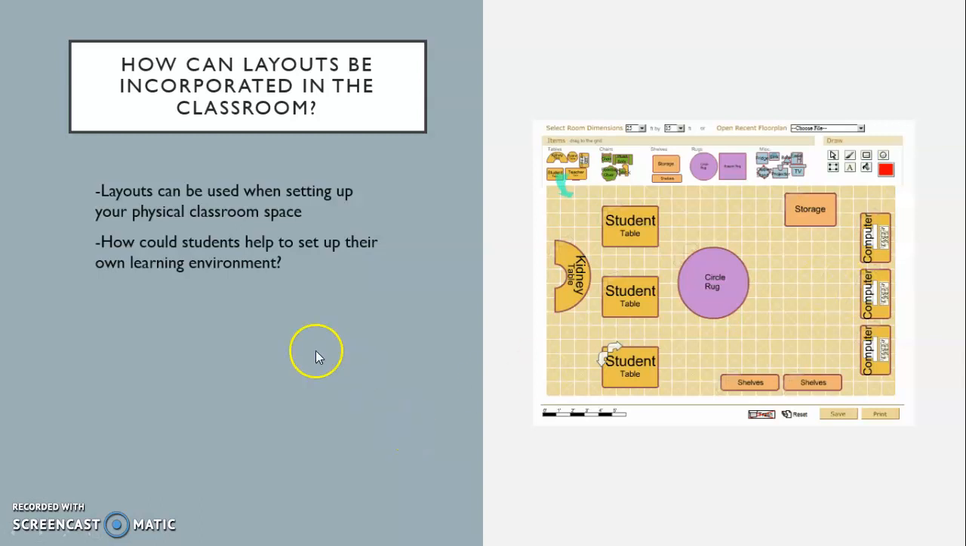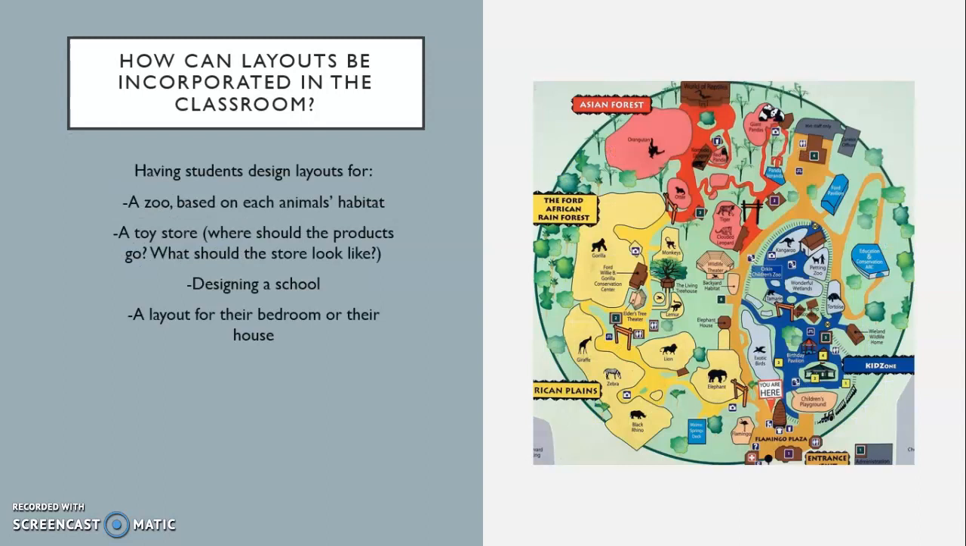But also an activity for students. How could students help to set up their own learning environment? This is a place where you can put all of the furniture that you have in your room, and students could rearrange it and create a layout of what they think the classroom should look like or what would work best. I could see my students really loving this idea, and it would be something really fun for them to do.